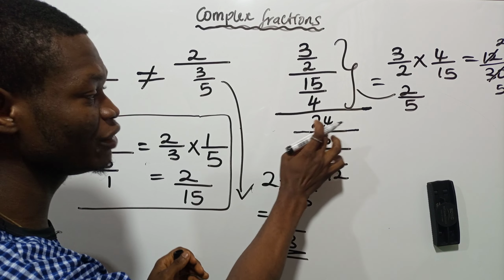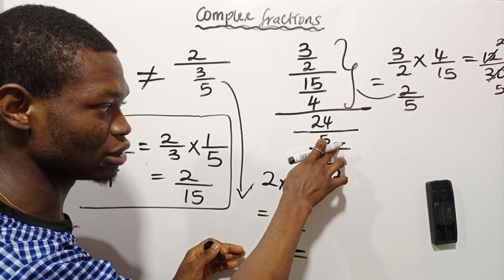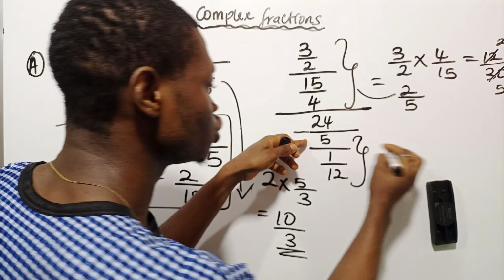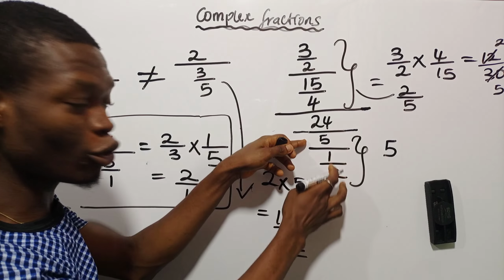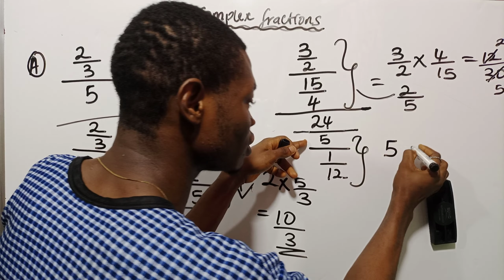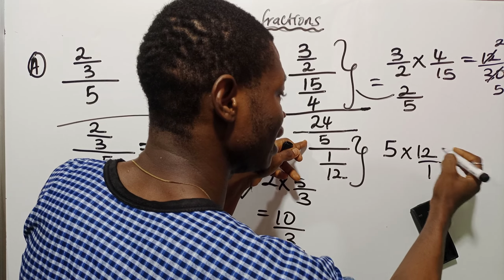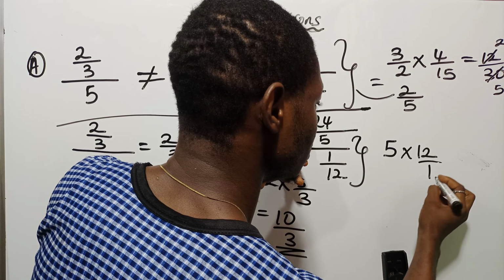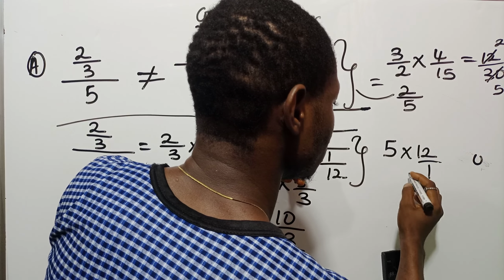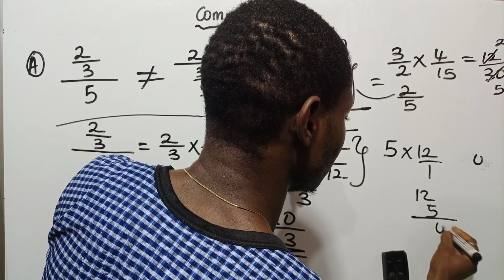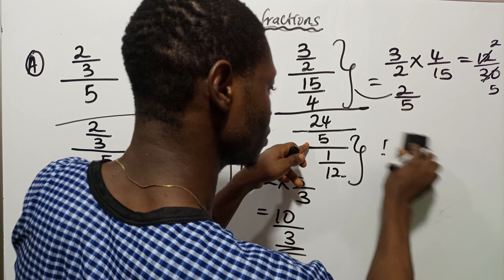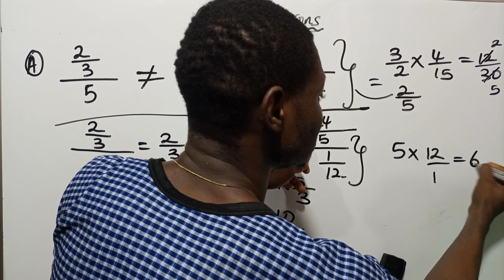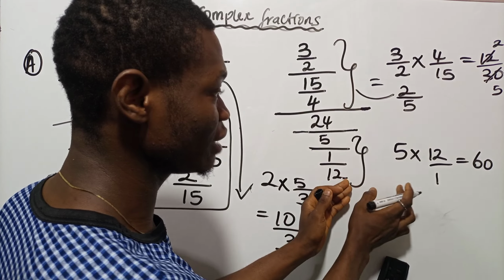So we come to this place, we are having a number over what? A number. You understand? So let's leave this number first and focus on this one. Let's focus on what? This one, and resolve it. So this thing is what? 5. We are having a number upon what? A fraction. So we are going to multiply it by the reciprocal of the fraction. So 5 times 12, 5 times 2 is what? 10. 12, 5, 6, so 60. So we are going to have 5 times 12 over 1, which is what? 60. You understand? So now we have gotten the value for this one.